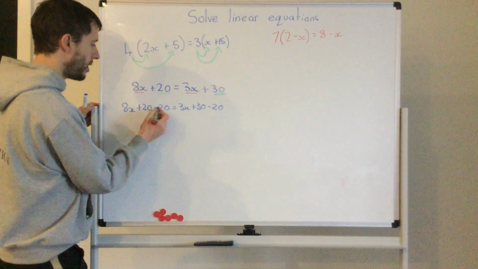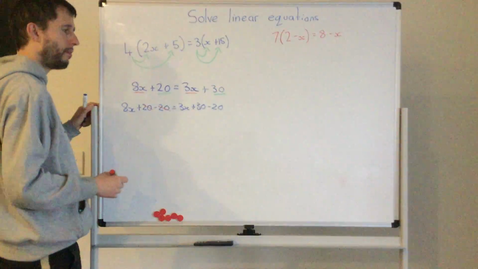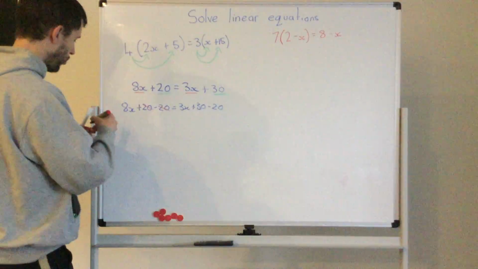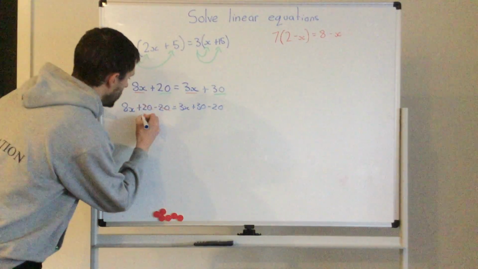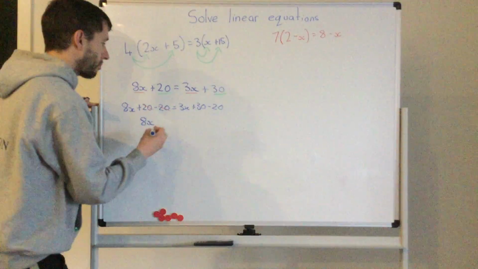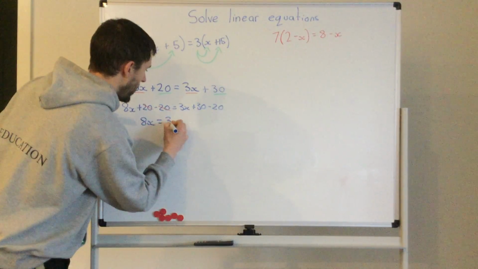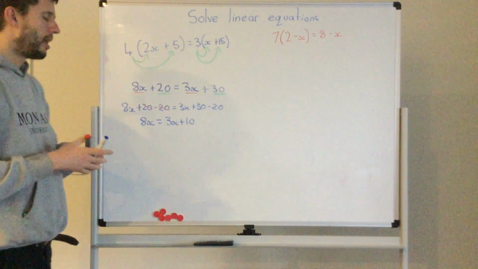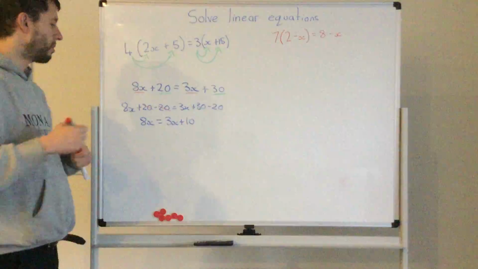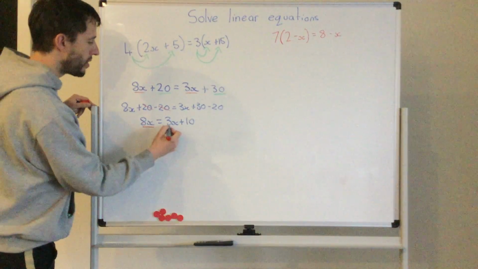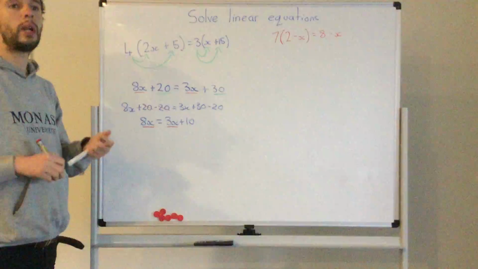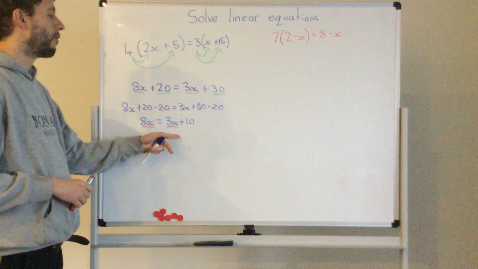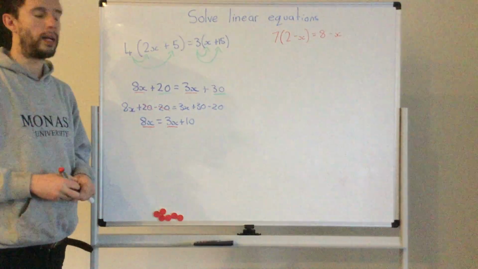So then I've got 20, take 20, that cancels out. And 30 take 20 is 10. So I will rewrite that now. So I've got 8x equals 3x plus 10. Now I look at my other like terms. My other like terms are 8x and 3x. Now I would like 3x to be gone from this side, so all my x's are on the one side.